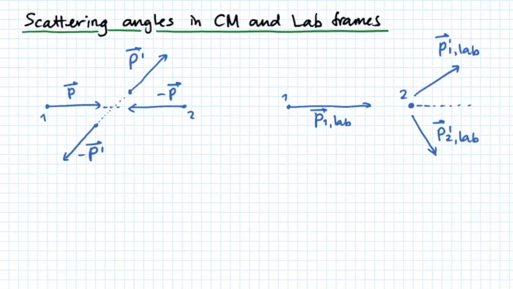Scattering angles in center of mass and lab frames. The diagram on the left shows the center of mass reference frame where we have the angle theta sub cm, and the figure on the right shows the same scattering event occurring in lab frame, and the scattering angle there is theta sub lab.